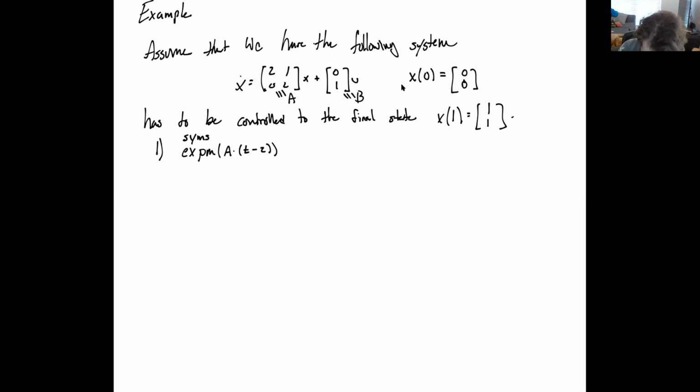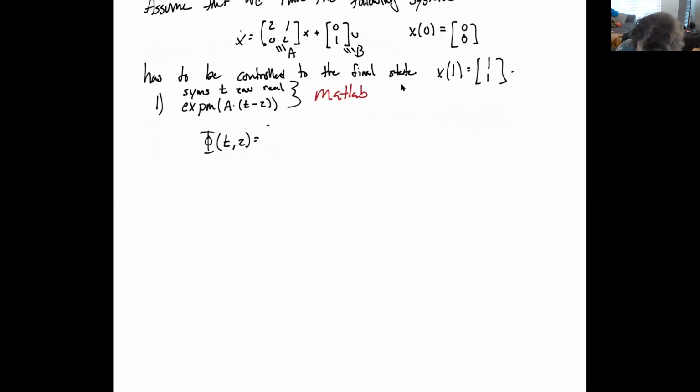I'll just write out the exponential matrix for the system. It is e to the 2(t minus tau), (t minus tau) e to the 2(t minus tau), 0, and e to the 2(t minus tau). Great.